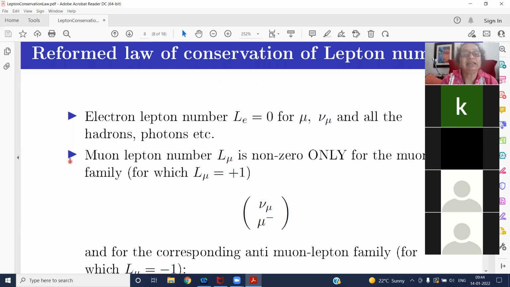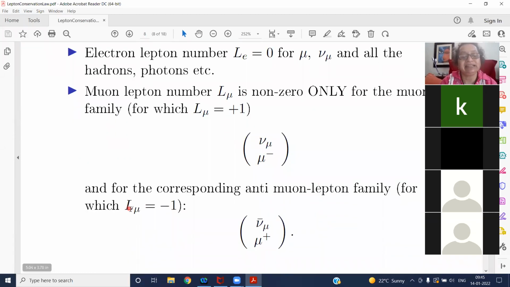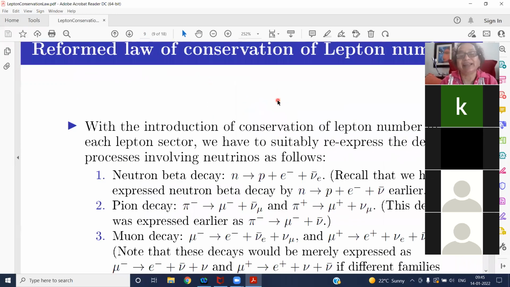So I will say now, electron lepton number, I'm again writing it. Electron lepton number is 0 for a muon and nu mu. And all the hadrons, photons, everything else other than an electron and an electron neutrino, they have Le equal to 0. Le is 1 for an electron and electron neutrino. Otherwise, it is 0 for everything else. L mu is non-zero only for the muon family, that is nu mu and mu minus, and the corresponding anti-muon family has L mu equal to -1. Same thing holds for electron lepton number: Le is -1 only for nu e bar and e plus. So you have to make sure that's what I am telling you here.